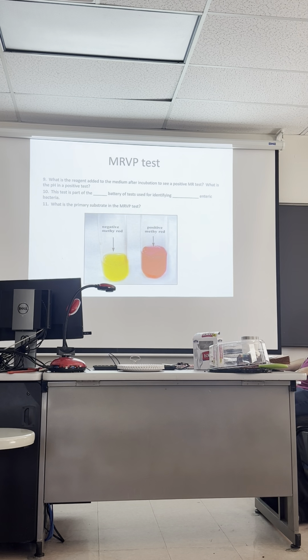The test is a part of a battery of tests that we use to identify enteric bacteria. So what's the battery called? IMViC, very good. IMViC stands for indole, methyl red, Voges-Proskauer, citrate. And what is the gram specificity of enterics? Gram negative. That's correct. What's the primary substrate in the MR or the VP test? Glucose.